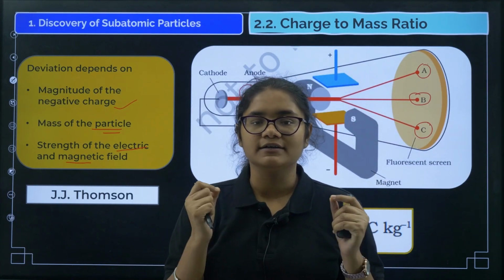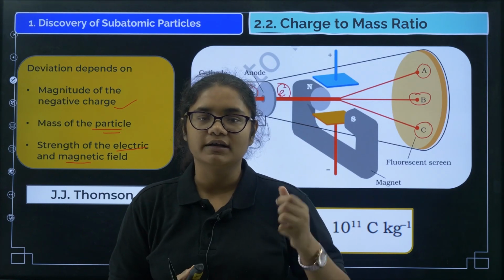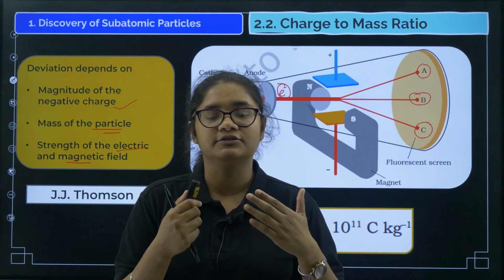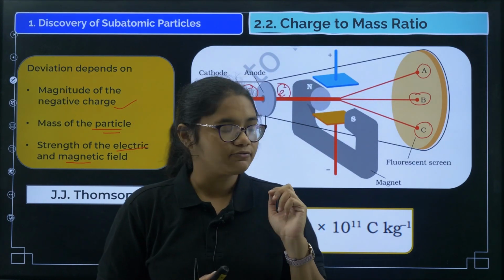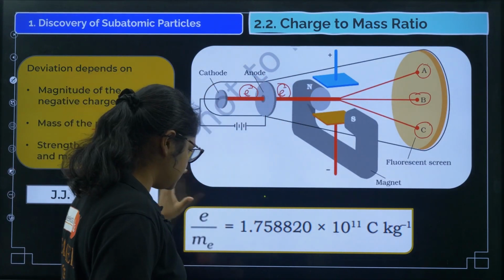So there are three factors on which the amount of deviation will depend. The first one is the mass of the particle, second, the charge of the particle, third, the strength of the magnetic and electric field.